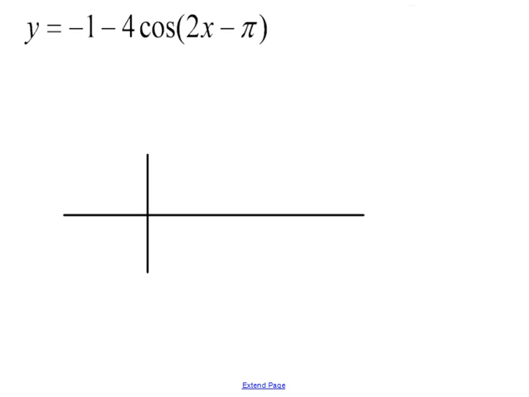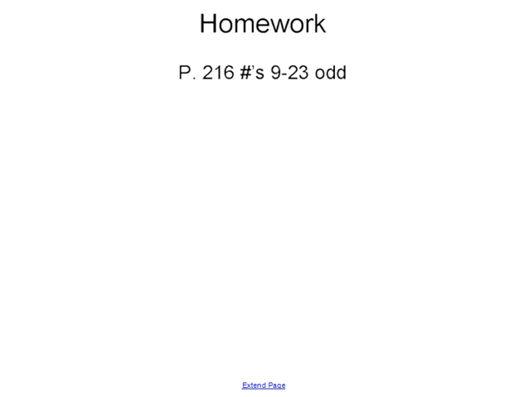Alright, give that guy a shot. Take a second, pause the video, write it down. Here's the homework again. And that concludes phase and vertical shifts. Hope it makes sense.